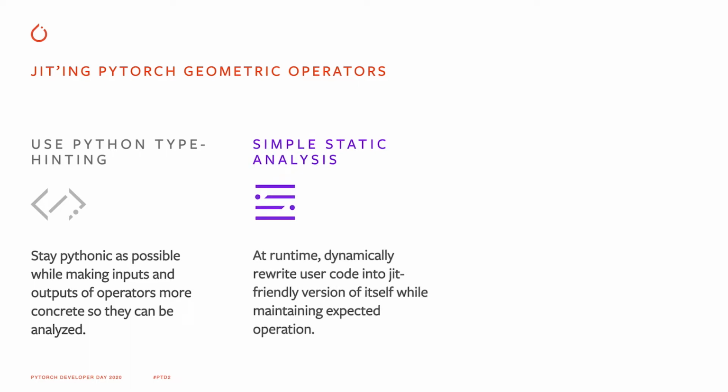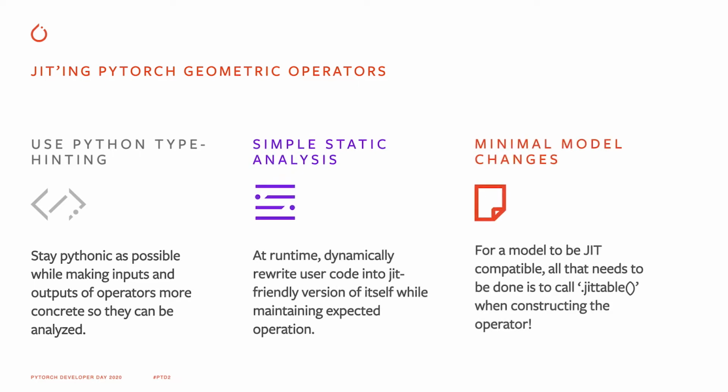We started off by using Python type hinting, and this was in order to stay as Pythonic as possible while making the inputs and outputs of the operators more concrete so they could be statically analyzed by the JIT and compiled down. In order to get there, we do a simple static analysis on what the user provides. So we dynamically rewrite the user code when they ask for a JITable version of their module, and maintain exactly the operations that they expect whilst doing this.